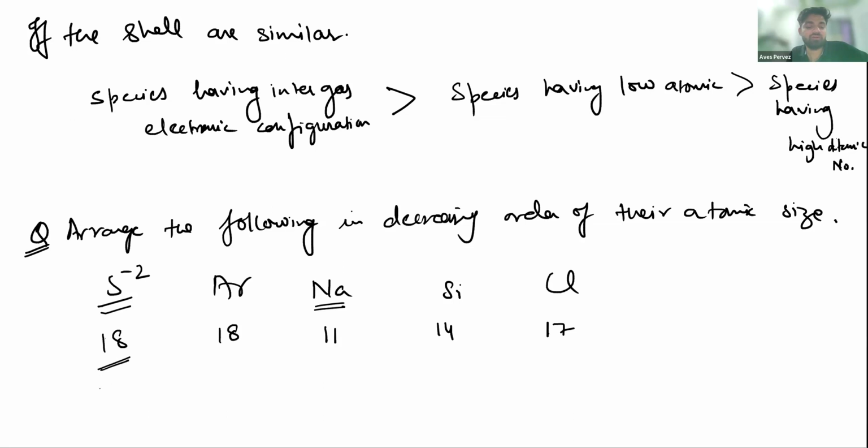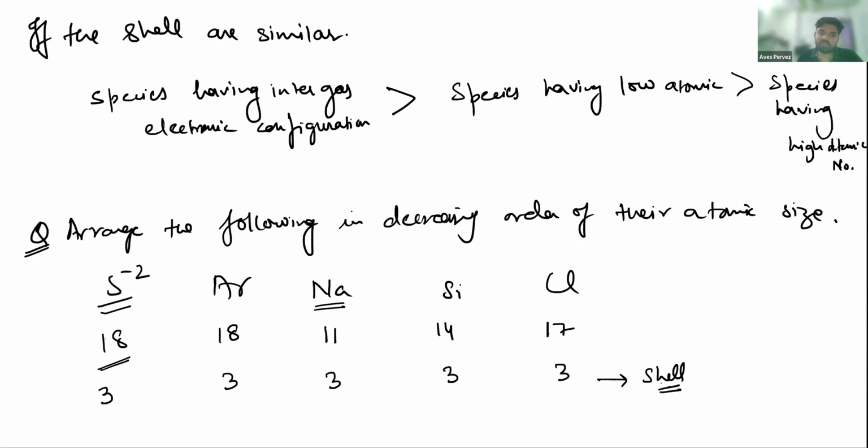This is going to have 3 shells. This is also going to have 3 shells. All are going to have 3 shells. Got it? So if we have the elements, are you getting my point?